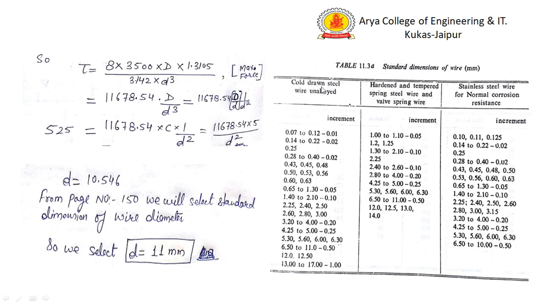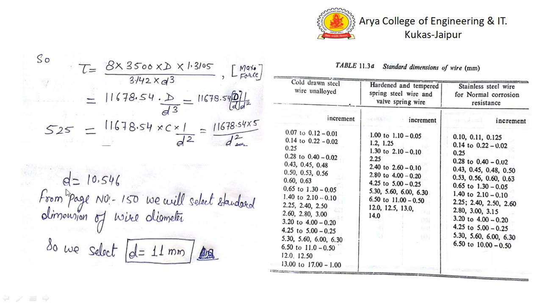So for this material, these are the values, and here the range is given. So for d, 10.546, the given range is 6.5 to 11 with a step of 0.5. This 0.5 is basically the increment. Increment means that the value of d should be 6.5 or 7 or 7.5, 8 or 8.5 and so on.